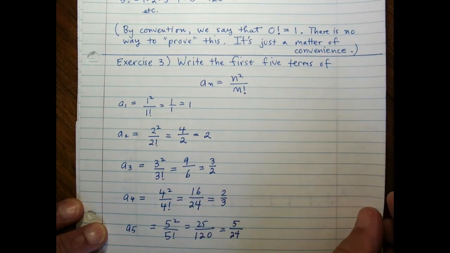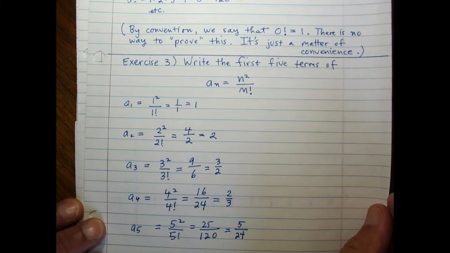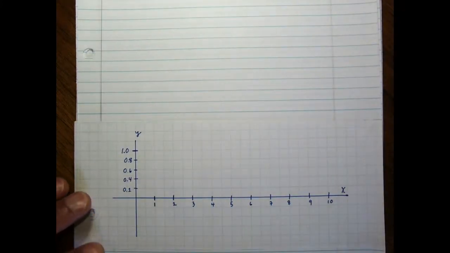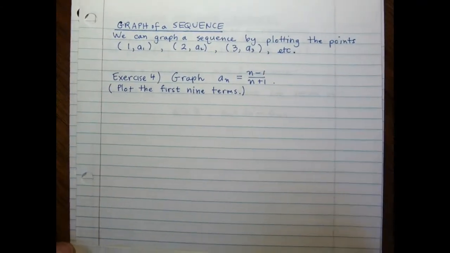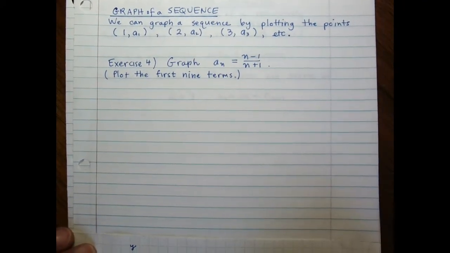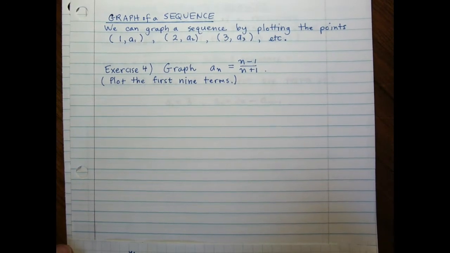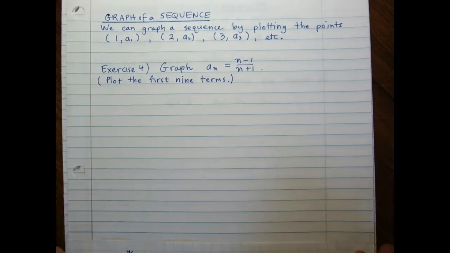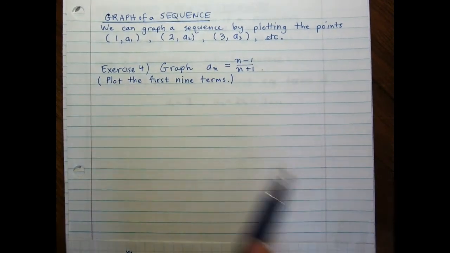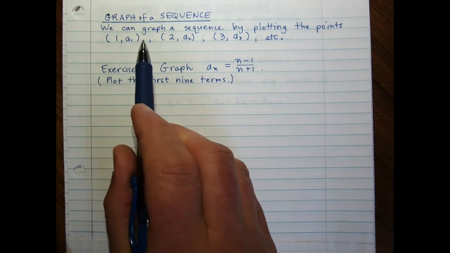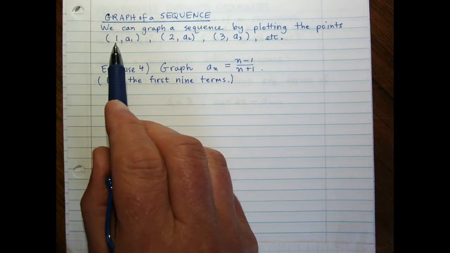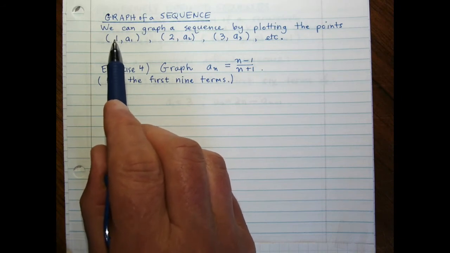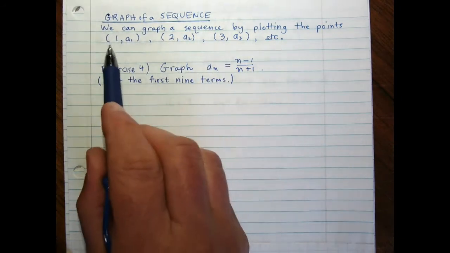Now there's something called the graph of a sequence. A graph of a sequence can help us understand what's happening to these numbers as we go down the line. It gives us a picture. We graph a sequence by plotting the points. The x-coordinates are just going to be positive integers, like 1, 2, 3, and so on. The y-coordinates are going to be the sequence values, so a sub 1, a sub 2, a sub 3.